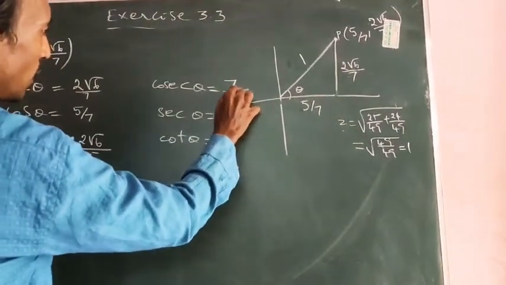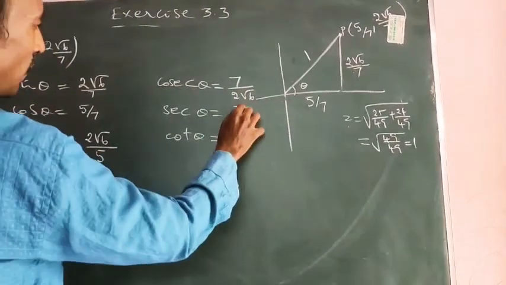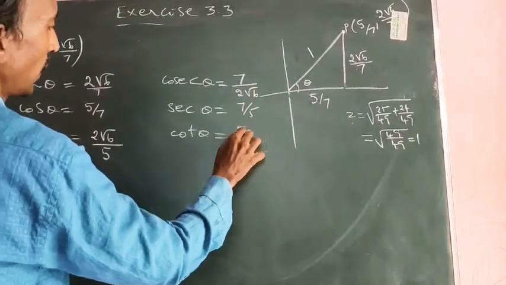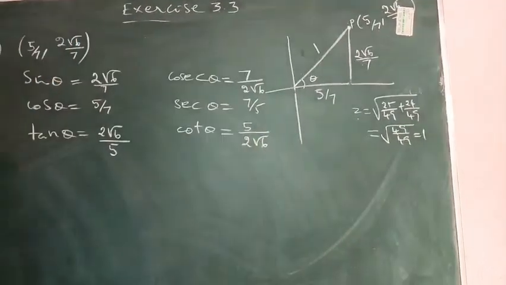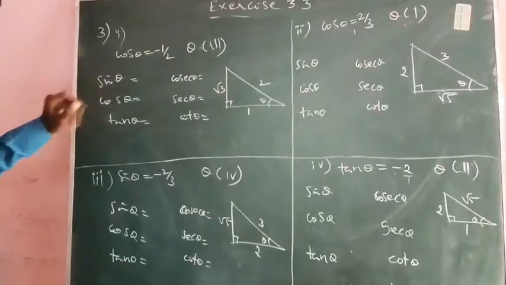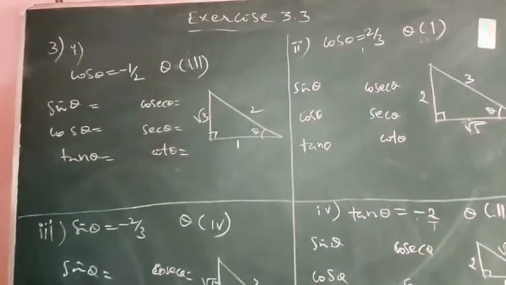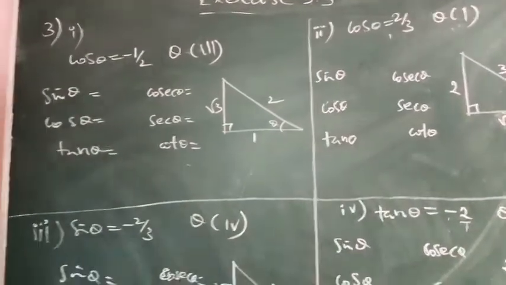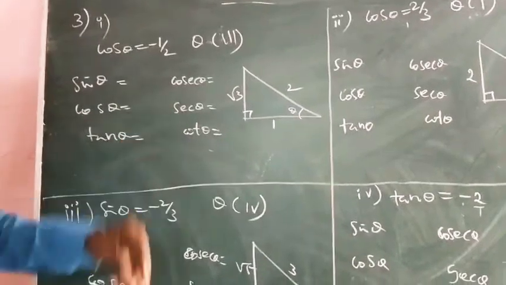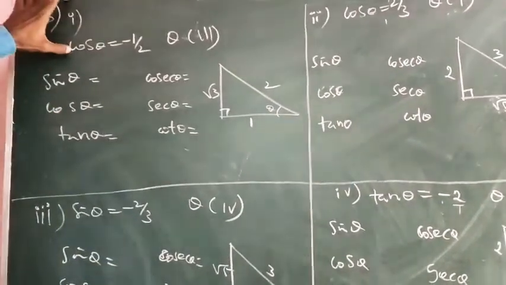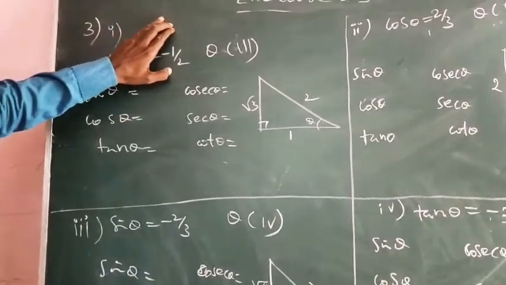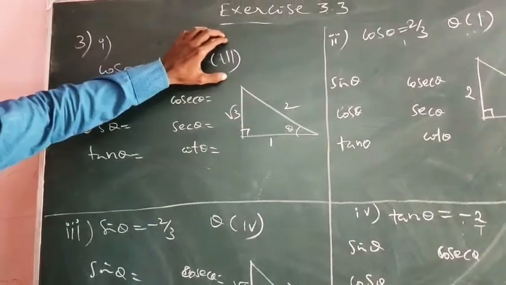So it is 7 by 2 root 6, 7 by 5, 5 by 2 root 6, that's all. Now, find the values of the other 5 trigonometrical functions of the following. I think there are 5 subdivisions. We can solve the first 4. So the first subdivision: cos theta equal to minus 1 by 2, and given that theta lies in the third quadrant.